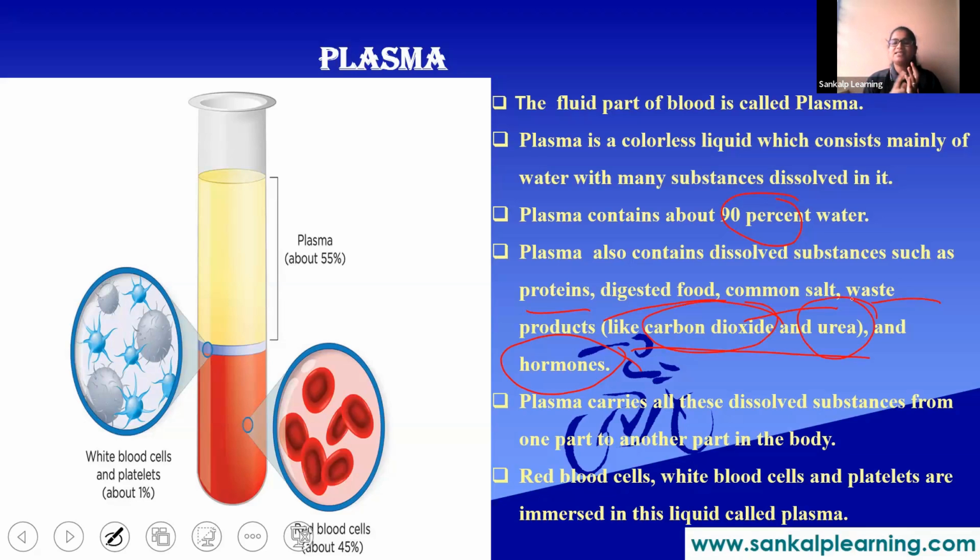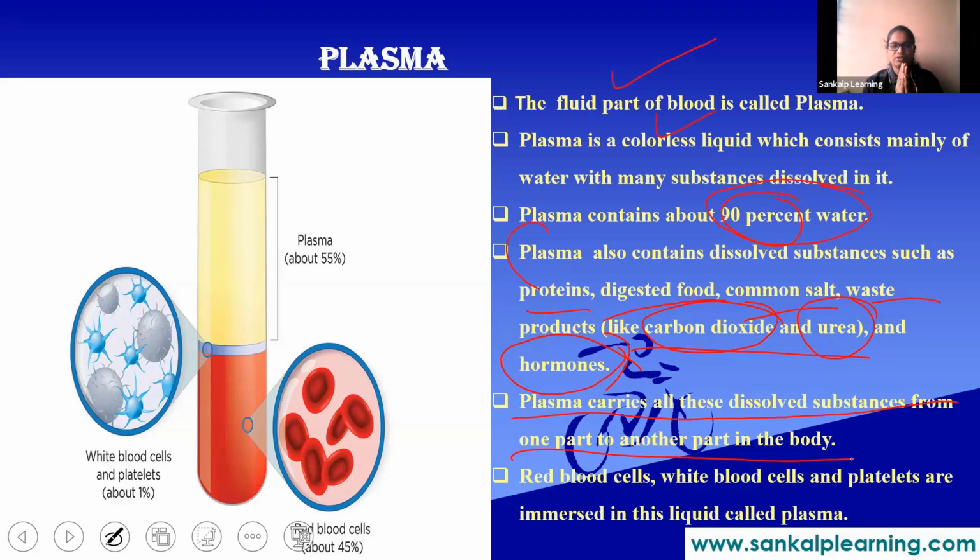Next, red blood cells, white blood cells, platelets. These cells will be found floating in the plasma, immersed in the plasma. So plasma is the fluid part of blood, and it is a colorless liquid. It consists of 90% water and contains these substances. What is the function? It carries all the dissolved substances from one part of the body to another part of the body. Understood regarding the plasma?